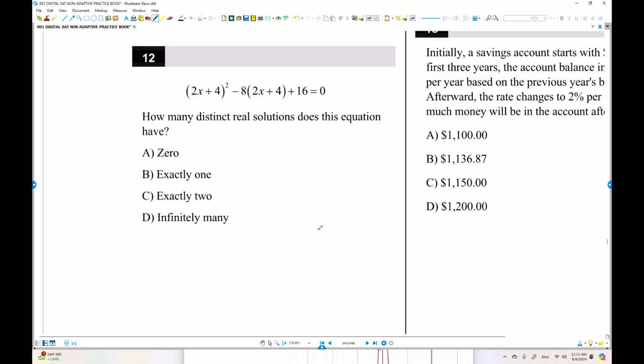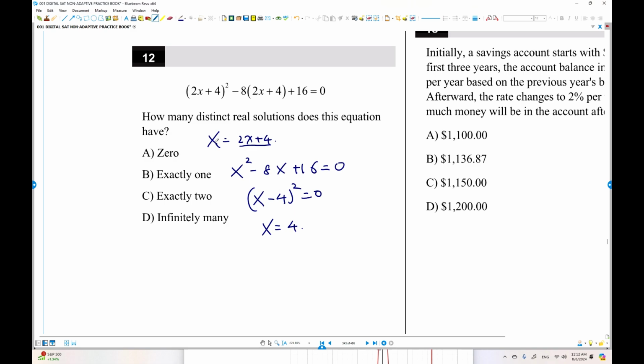I'll solve this one. Maybe you can simplify or you can factorize this one. Directly I'm going to replace 2x plus 4 with a large X. So that's actually large X squared minus 8 times large X plus 16 equals 0. So this is large X minus 4 squared equals 0. X equals 4, okay? That's right.